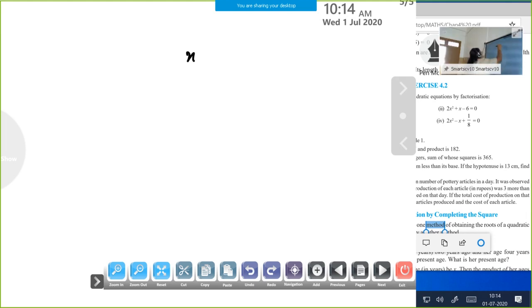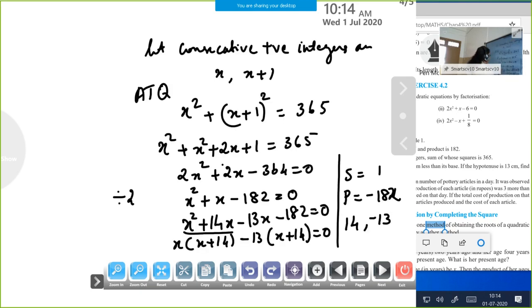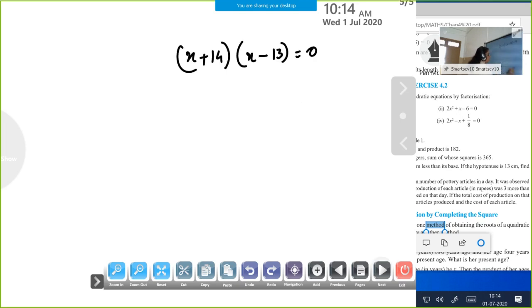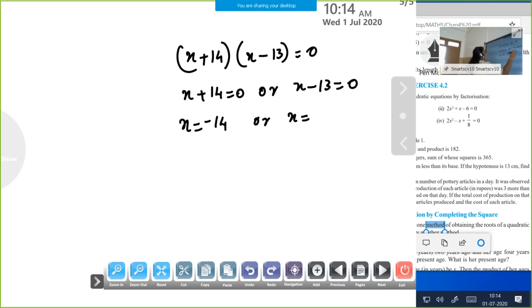That means x plus 14 is common: x plus 14 into x minus 13 is equal to 0. That means x plus 14 is equal to 0 or x minus 13 is equal to 0. That means x is equal to minus 14 or x is equal to 13.